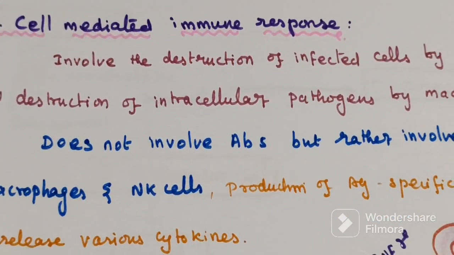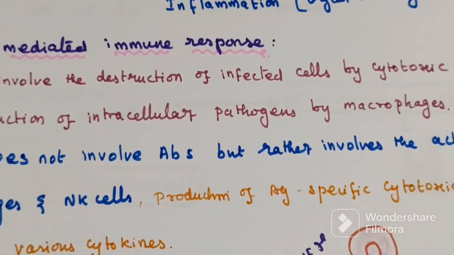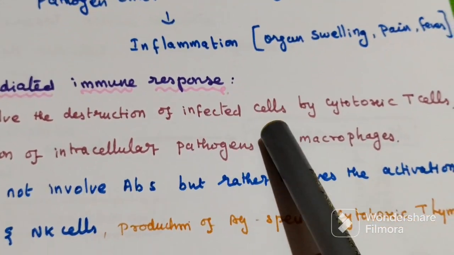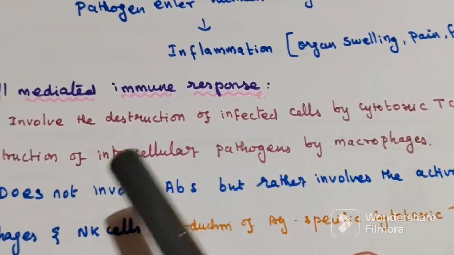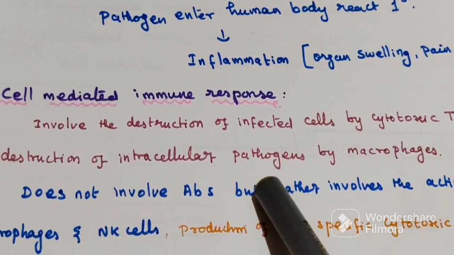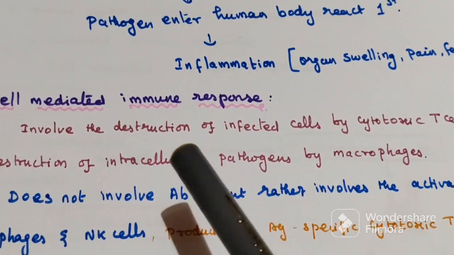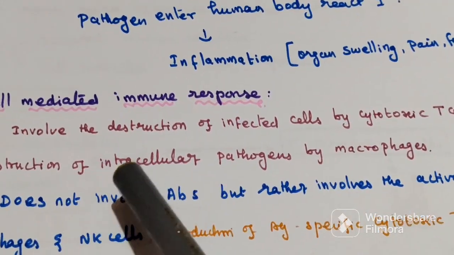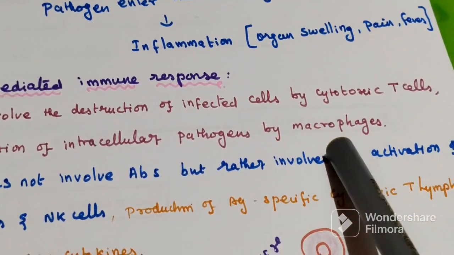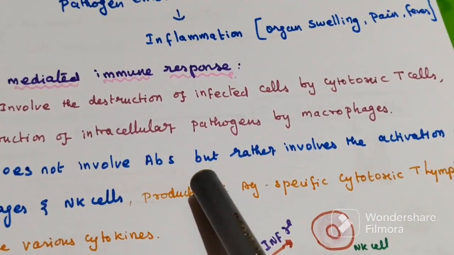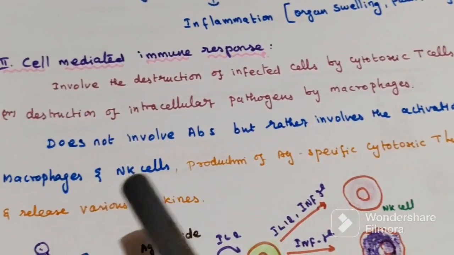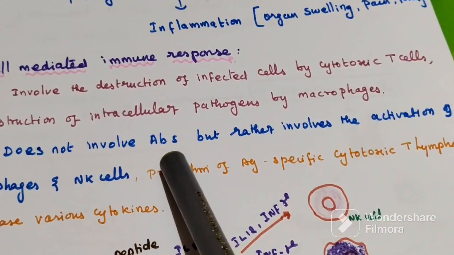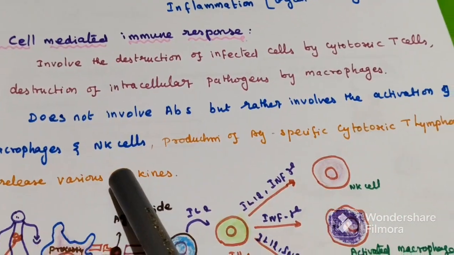Again, the other one is cell-mediated immune response. Here, destruction of infected cell by cytotoxic T cell, or destruction of intracellular pathogen by macrophages. Two ways of destruction. Here there is no antibody involvement. Here there is activation of macrophages and NK cell, natural killer cell.